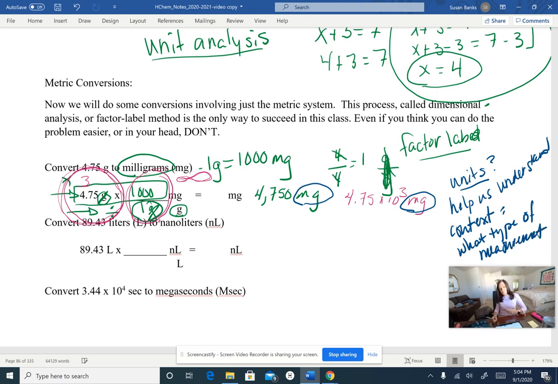Okay, it would be way different if I had 4,700 kilograms or 4,700 megagrams than milligrams. So this helps us understand how big or how small and kind of the context of what we're actually measuring. So here with the milligrams, I know that I'm doing mass, and milligrams are relatively small. So I know that this measurement is relatively small as well.